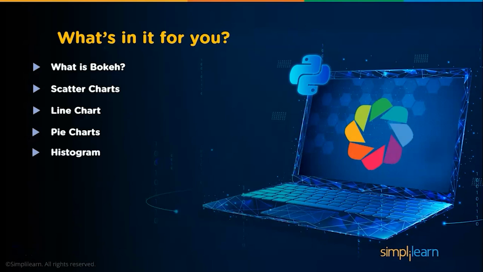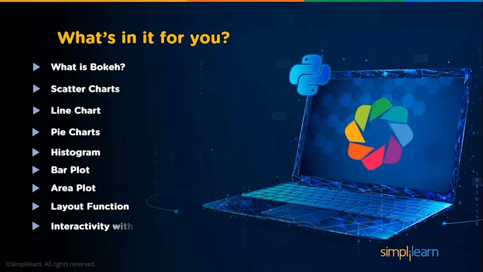Next, we will take a look at histograms. Then we'll move on to bar plot and understand the difference between histograms and bar plots. We'll then take a look at area plot and how to understand them. And then we will move on to the layout function in bokeh, which is used to make interactive web pages.